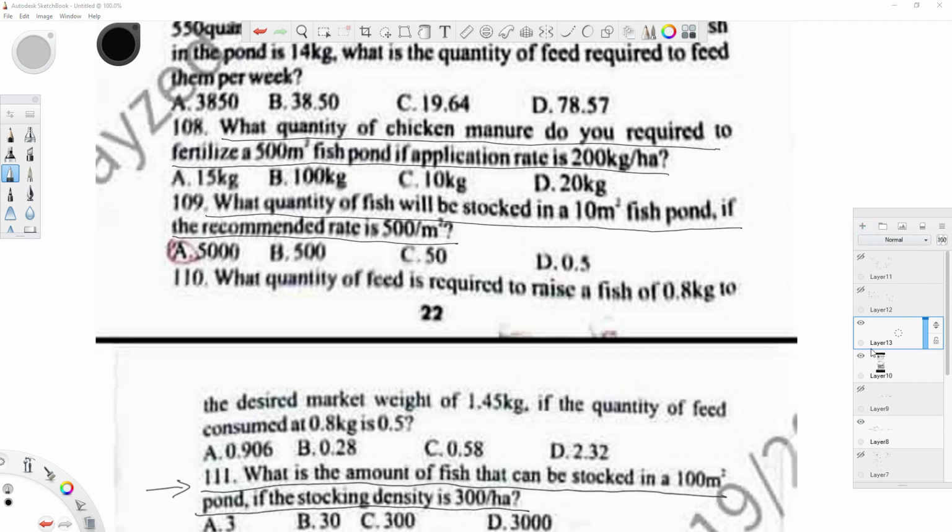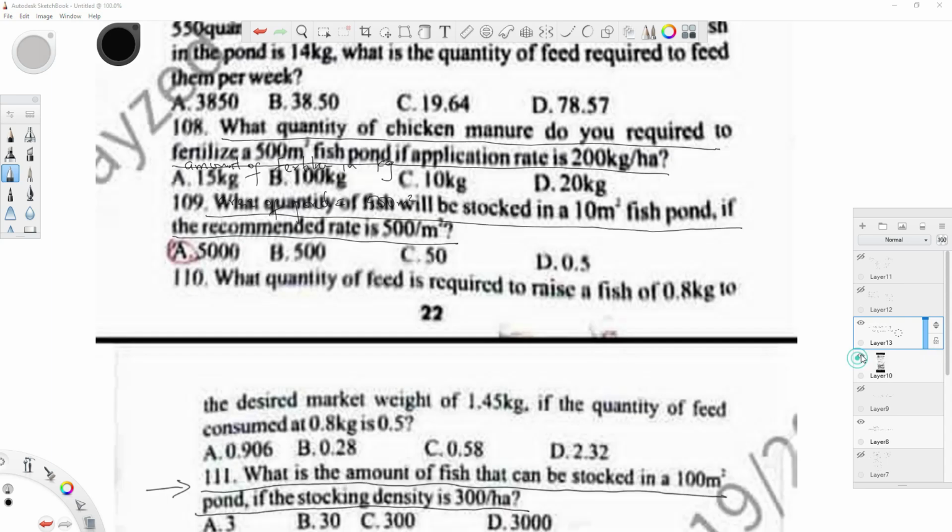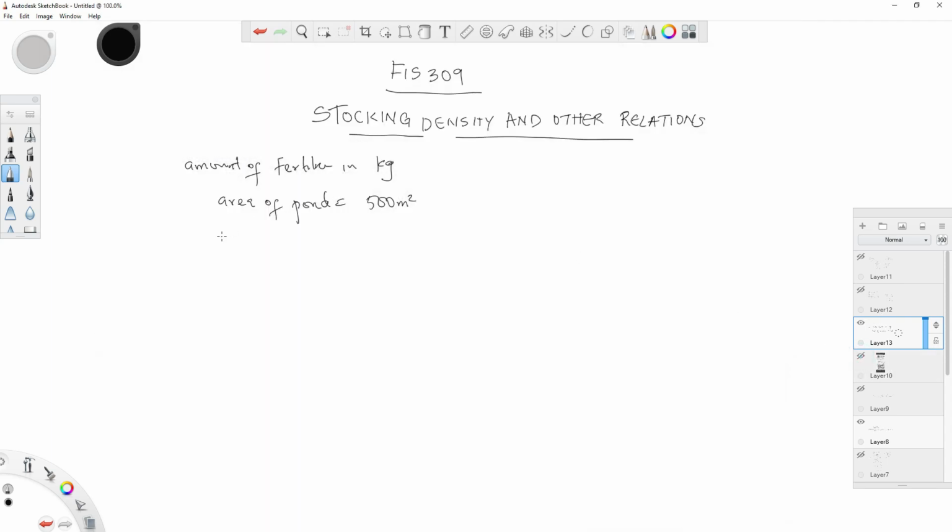Now let's quickly write the question out. This time around, we want to find the amount of fertilizer in kg that can fertilize this area of a pond, 500 meters square, and if the rate of application is what, 200 kg per hectare, the rate of application is 200 kg per hectare.